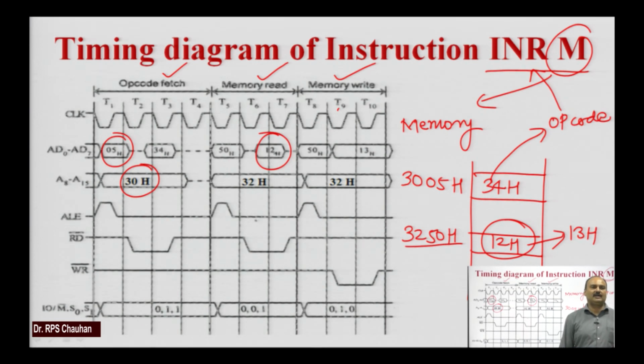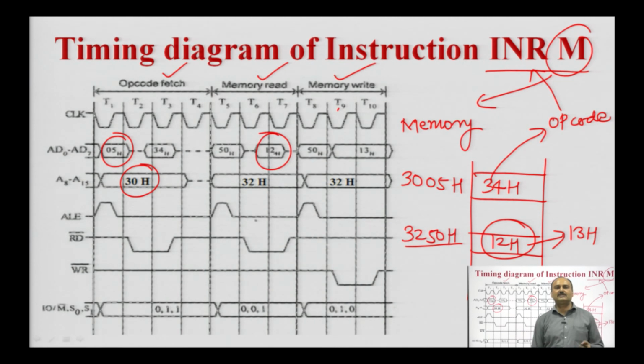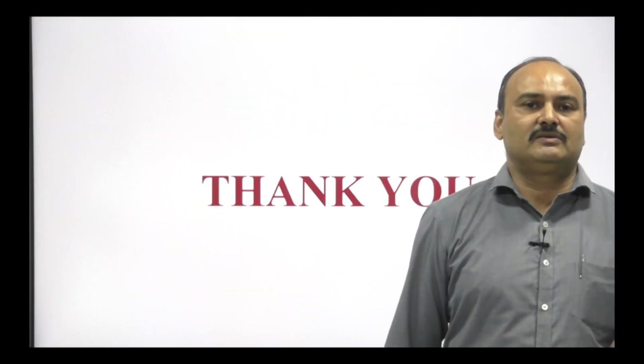This is the timing diagram of the instruction INR M. Whenever the microprocessor executes this instruction, it will increment the content of the memory location having address 3250. Before execution of this instruction, the content is 12H. After the execution, the content becomes 13H. The processor increments the content of the memory location by 1. This is the meaning of this instruction, and this is the timing diagram with the representation of its signals.